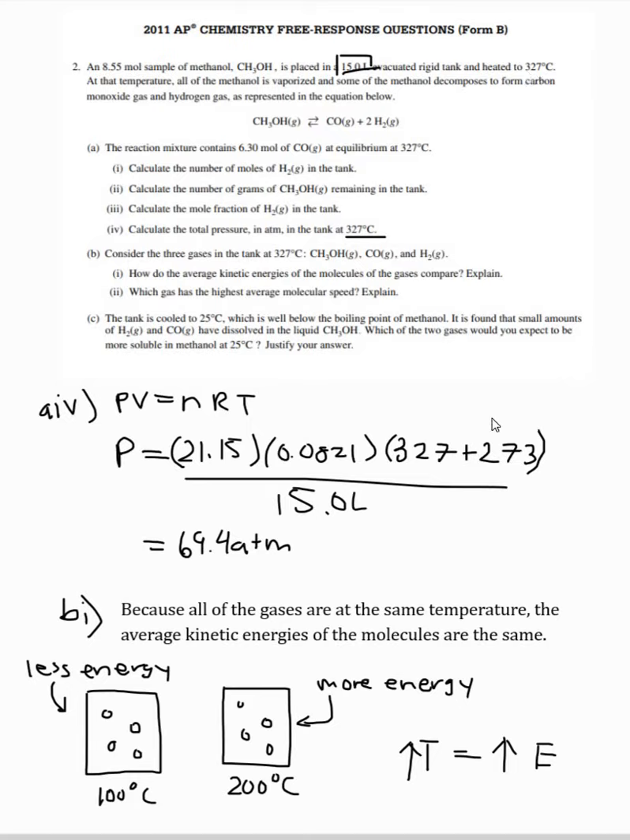But we have to convert that to Kelvin, so we add 273. Then we isolate P, and then we get our answer, which is 69.4 atm.